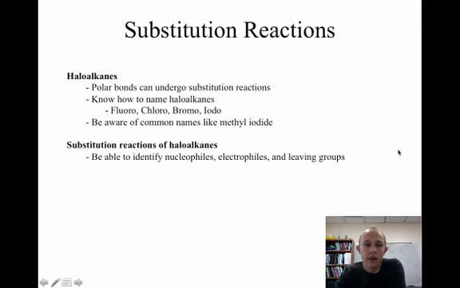Okay, so to summarize, you should know that haloalkanes possess polar bonds. We already know that. But because those bonds are polarized, that carbon bears a partial positive charge. Nucleophiles are attracted to that carbon and can form bonds there. So those polar bonds can undergo substitution reactions with nucleophiles. Know how to name haloalkanes and keep in mind that we call them fluoroalkanes, chloro, bromo, and iodoalkanes. And be aware of common names, although I'm not going to ask you to produce them. You might encounter these. Then also be able to identify nucleophiles and electrophiles, as we've already talked about, but also leaving groups, which are usually halogens in substitution reactions.